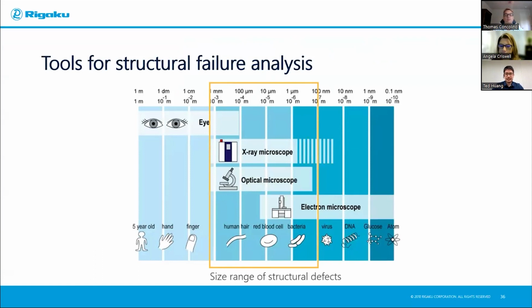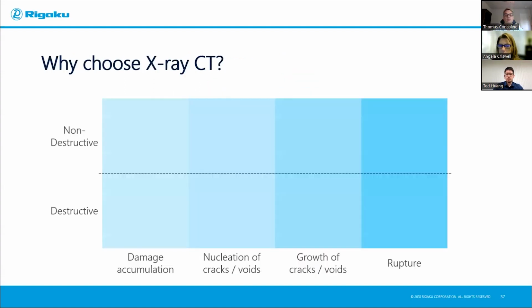And they're not likely to be so big that your plain eyes are able to see them. But even within this range, you have multiple tools, X-ray microscopy being one of them, but you still have optical and electronic microscopes. Why would you choose X-ray CT? Well, we can use the different stages, also relating to the interest you have when you're doing failure analysis, to help us identify why CT is very advantageous.